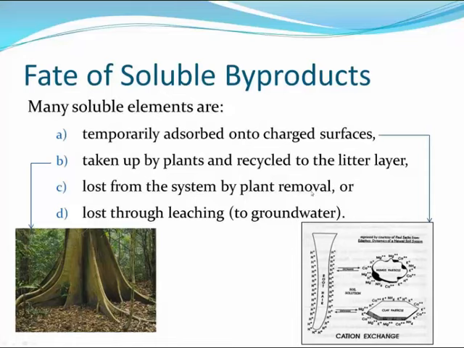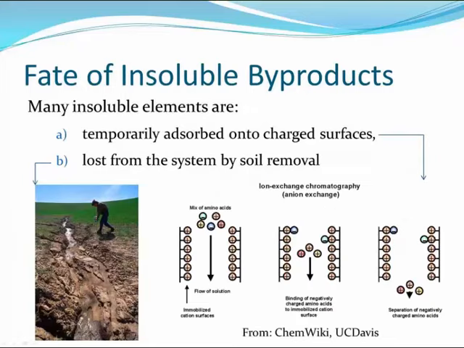They can be lost from the system by plant removal, and we showed you that earlier, or they can be lost from the system through leaching to the groundwater. And of course, that's a concern if the elements are nitrogen or phosphorus because of the pollution potential. That's also arsenic and copper and other elements as well.